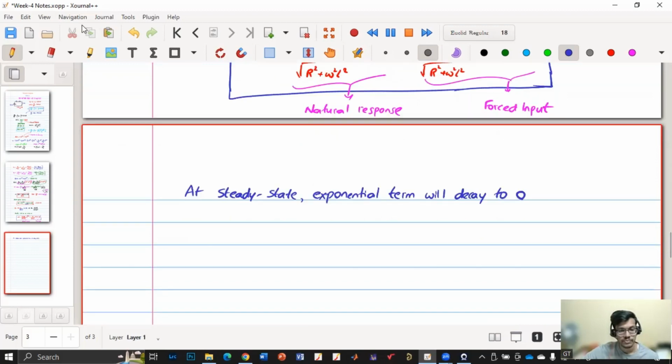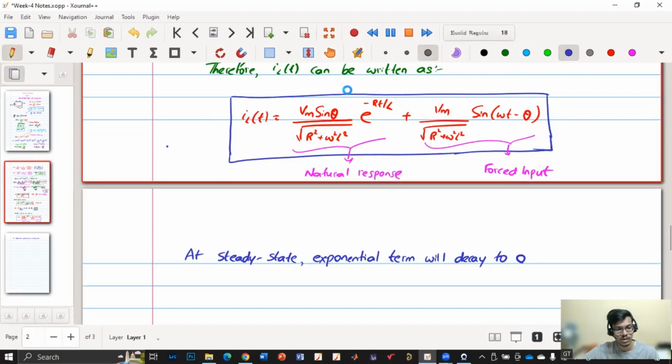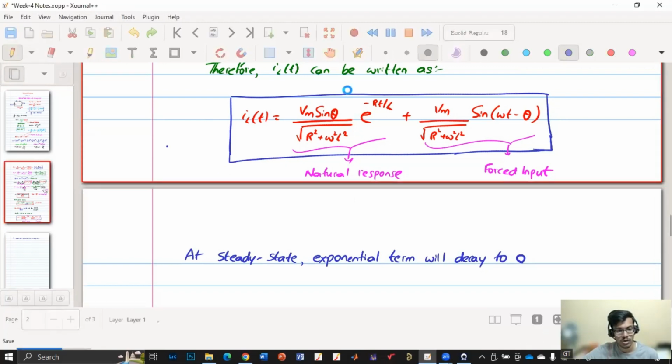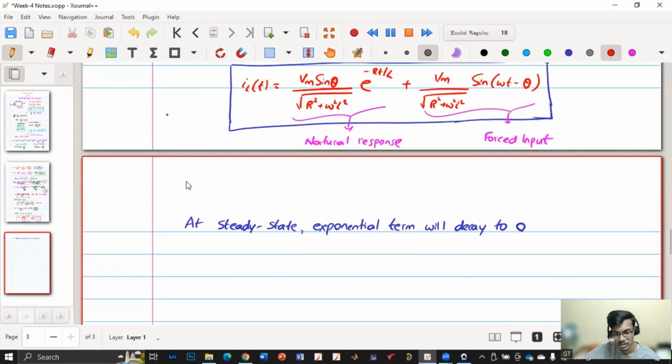Hello. So if I consider steady state, what will be the expression? Which term will we have in IL of t? Oh, sorry, your voice is breaking. Yeah, someone has mentioned forced response. Oh, sorry, your voice is breaking. Root over of r square plus omega square, sin omega t minus theta.